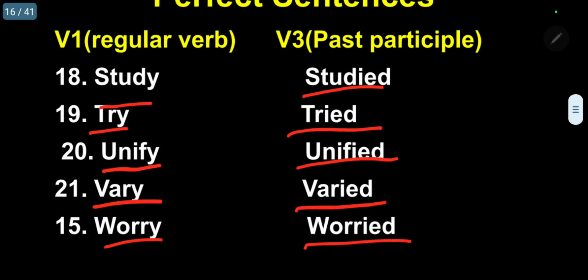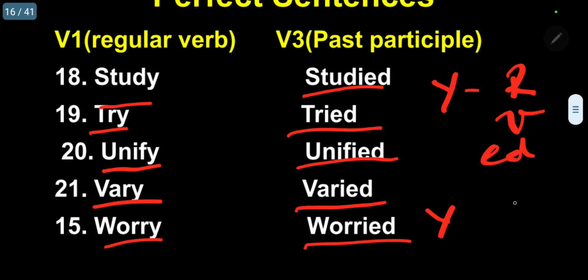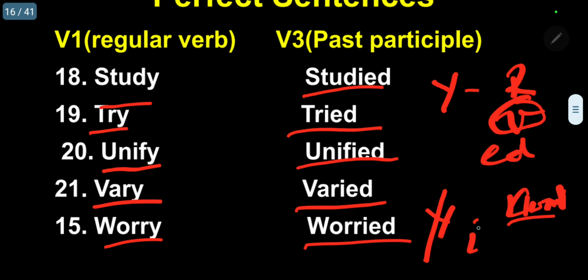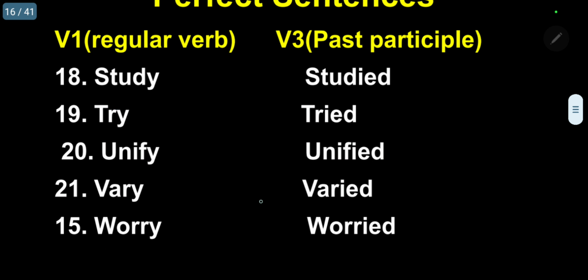So, if the word is a regular verb ending with Y followed by a vowel, now we have to add ed. And if it is a regular verb ending with Y preceded by a consonant, the Y is removed and ied is added. If a consonant is coming, Y will be removed, ied will be added. So this is the most important case.